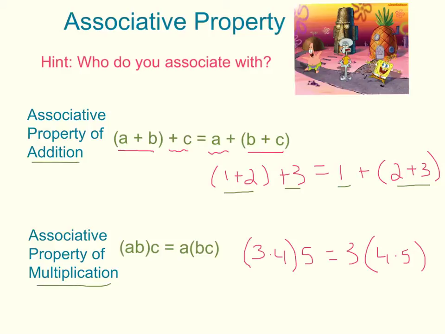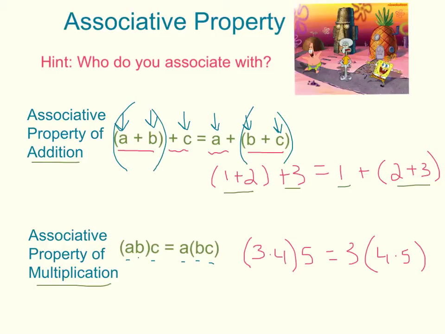Now when you look at this, I want you to recognize, different from the commutative property, we have A, B, and C stay in the same order. A, B, and C. They don't move around. A, B, C, A, B, C. So our variables don't move around, but our parentheses will show which ones we associate with.